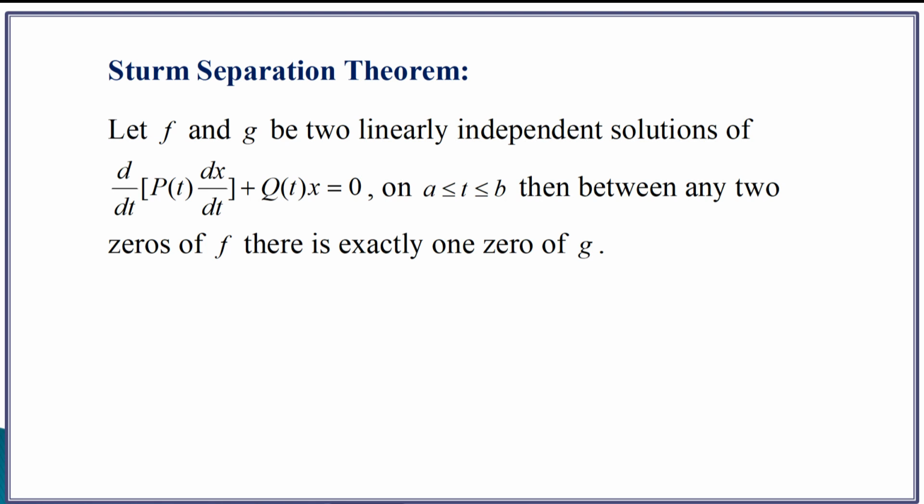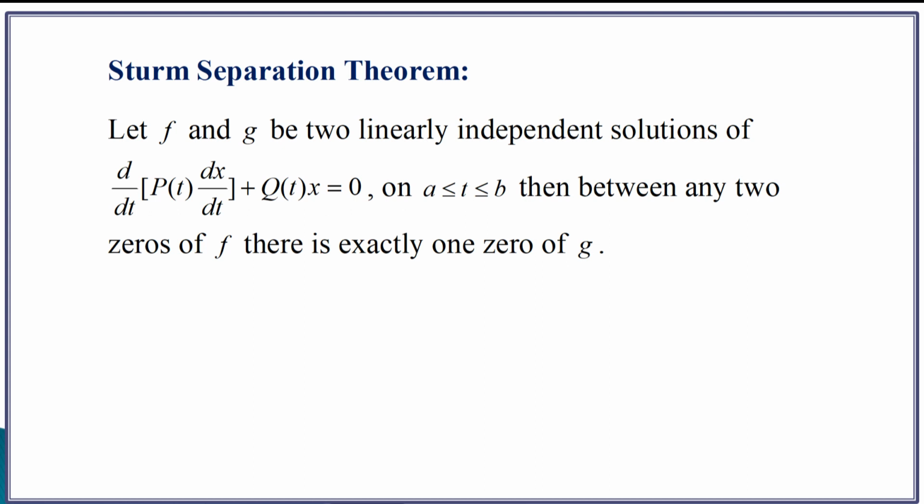Now let's see two or three more important theorems so that we can understand more about the properties of self-adjoint equations and why this theory is important. In the next slide we see an important theorem, which is the Sturm separation theorem. What does it state? Let f and g be two linearly independent solutions. Till now we have talked about how two solutions become linearly dependent, and if two solutions of a self-adjoint equation are linearly dependent, what conclusion can we make?